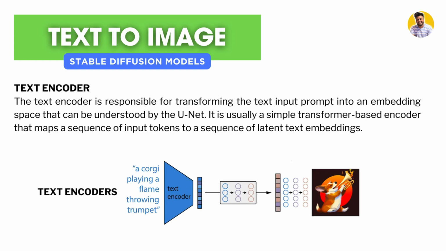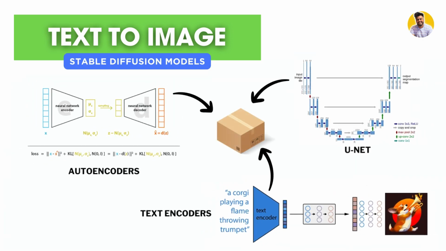So it is usually a simple transformer-based autoencoder, or the encoder, that maps a sequence of input tokens to a sequence of latent text embeddings only. Okay, so in this way this whole thing will work. Now you understand how this whole process is going to work with the help of text to image, these three components. These three components are part of all the Stable Diffusion models.